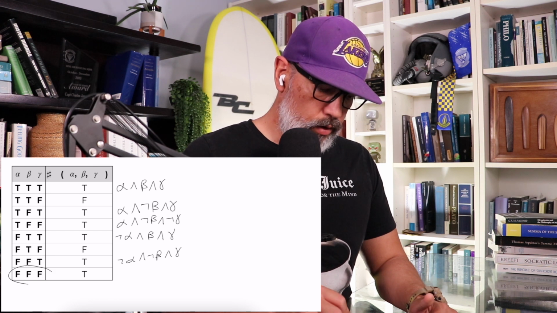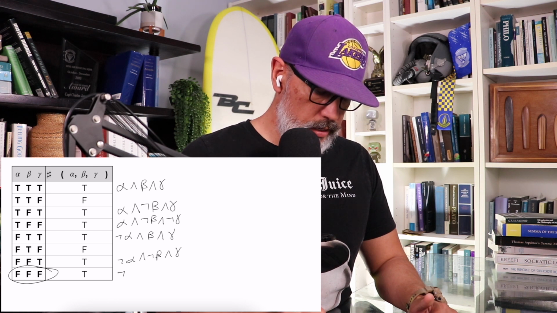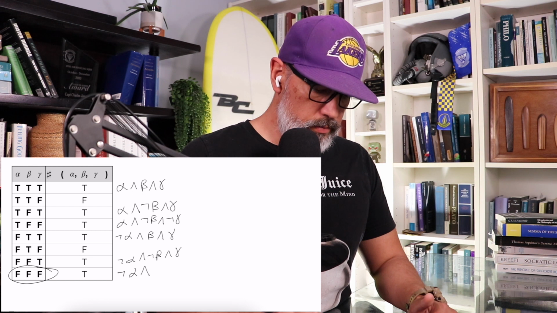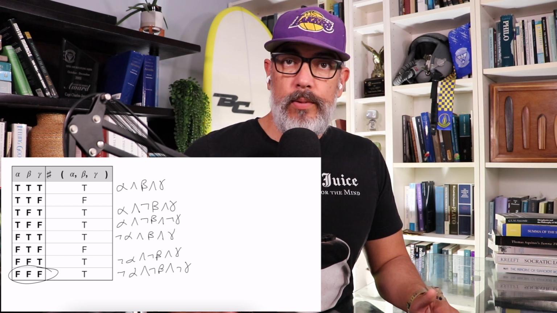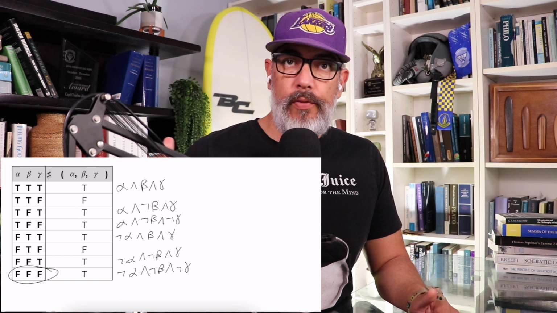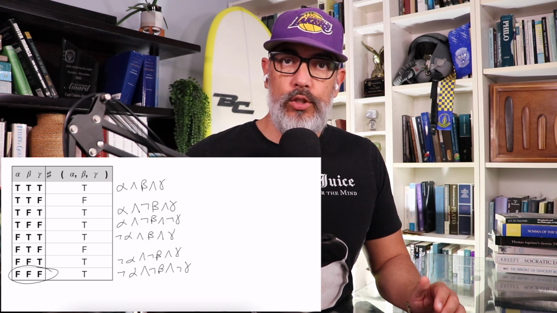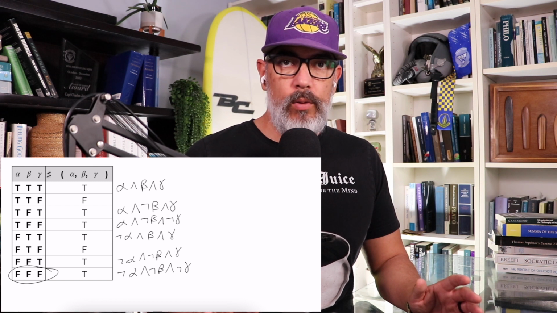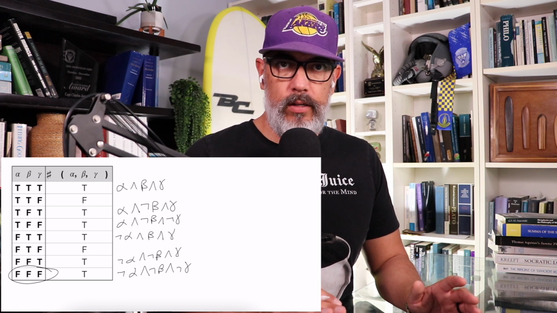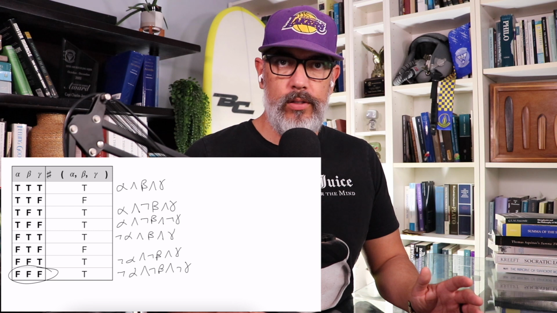And then finally all falses. So not alpha, not beta, and not gamma. So those are all the conjunctions. Remember, these conjunctions are only true on those rows. A conjunction is only true when all the conjuncts are true. So in any of the other rows, one of those conjuncts is going to be false. So the whole conjunction will be false.